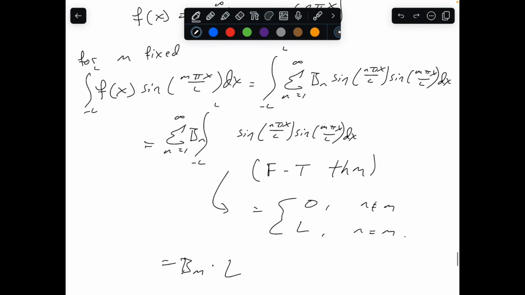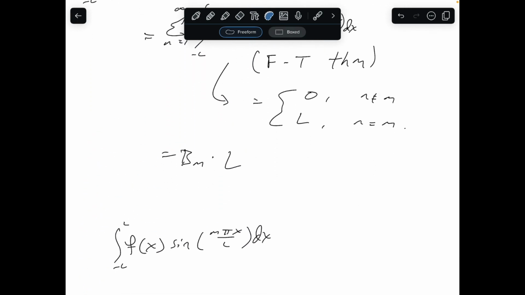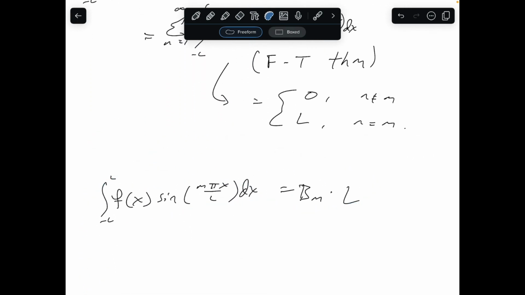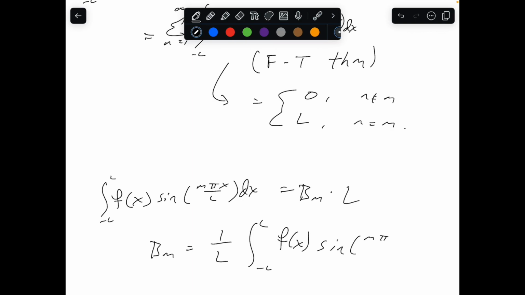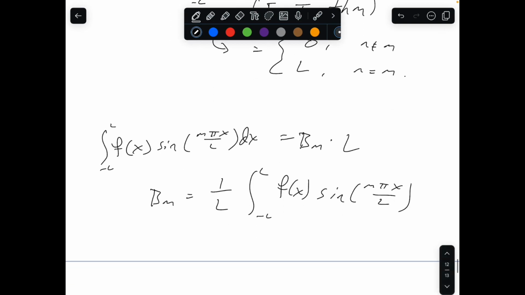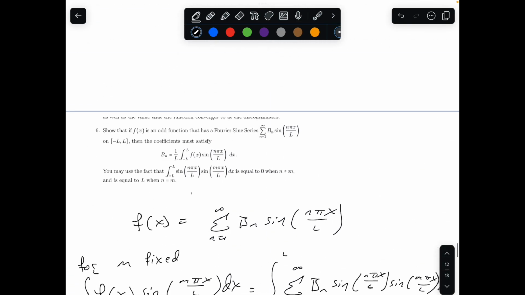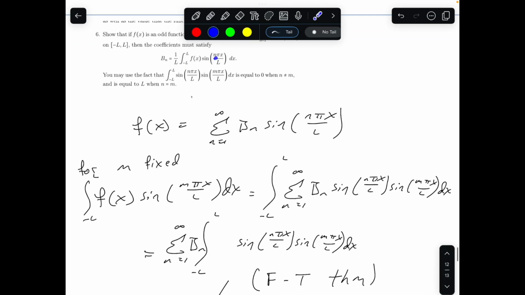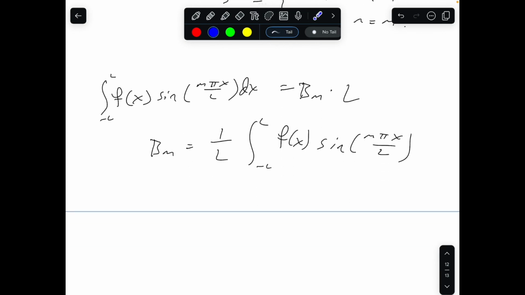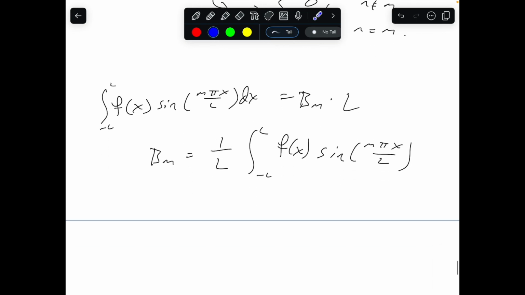And so that's what that thing is equal to. And then so we get that, and then you just divide both sides by L, and then you get your formula for b sub m. It's 1 over L, integral from negative L to L, f(x) sine(m pi x over L). The problem asks for it with n's instead of m's, but it's just a different letter. It doesn't really matter. Okay. So yeah, that's sort of the idea behind that.